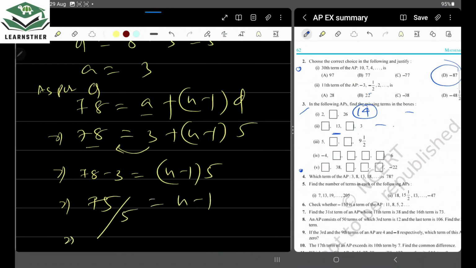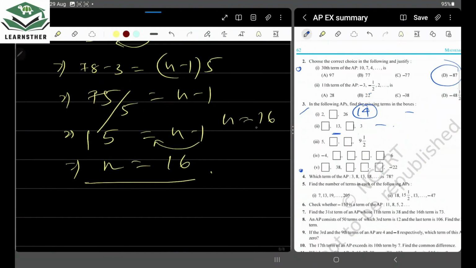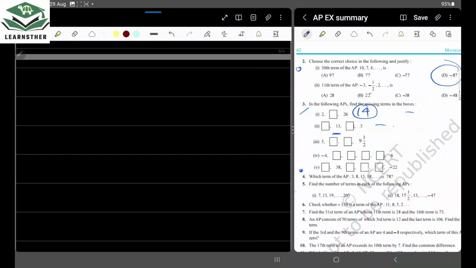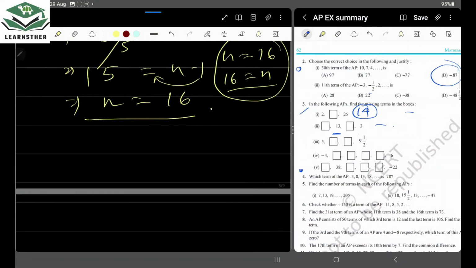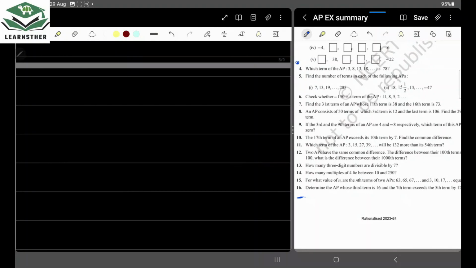Okay, so when you divide this, 75 divided by 5 is 15, so n minus 1 is 15, and n will become 16. So n is equal to 16. Here we have found out the term number. Term number is 16. So the 16th term is 78. We'll do the 16th question.